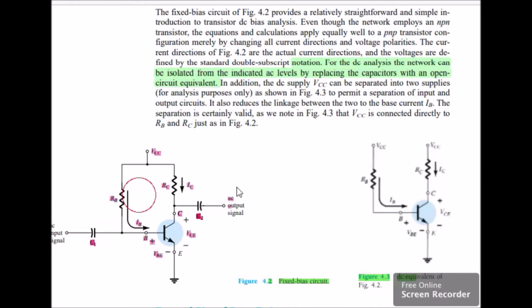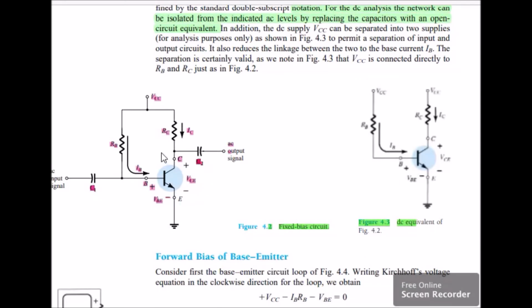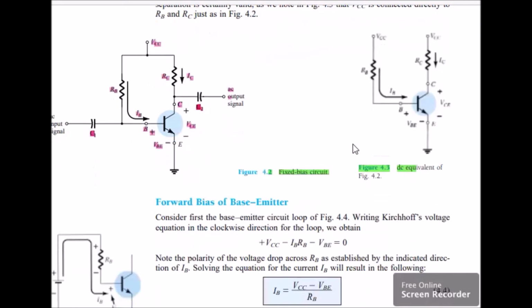Yung RB, yung RC mo, andyan pa rin siya. Hiniwalay mo lang yung ating voltage supply dito. Pwede naman siya for analysis purposes only. Okay? But kung in reality, since isang voltage supply lang to, alangan naman i-split mo sa dalawa. 'Di ba? So, para lang ma-solve mo lang siya ng maayos, ma-analyze mo siya ng maayos, you can, as if, ihiwalay mo siya. Okay? Same value. Equivalent lang yan, class.